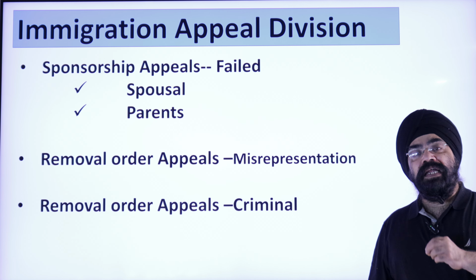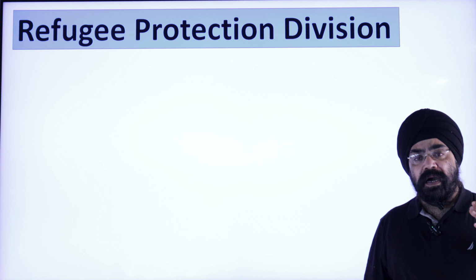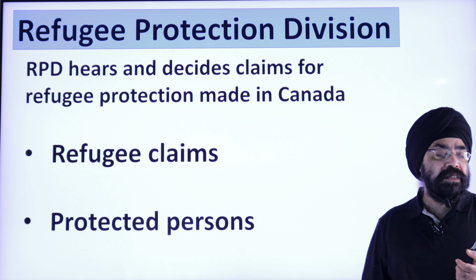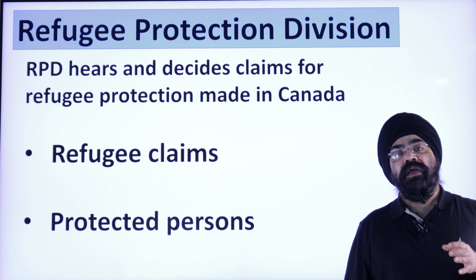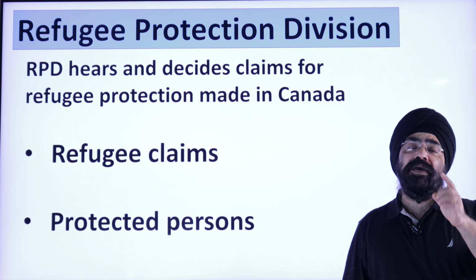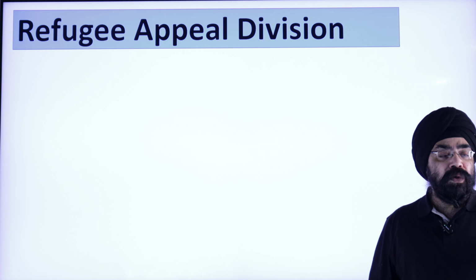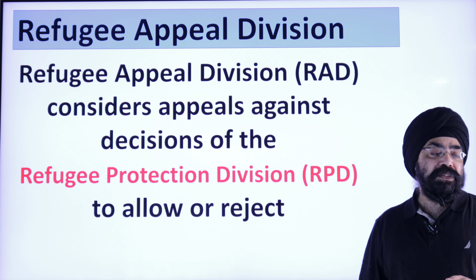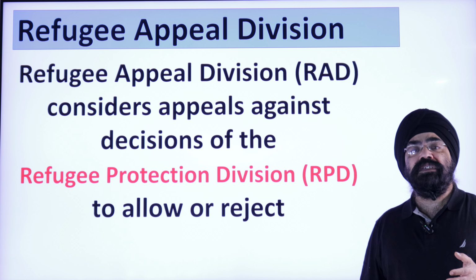So now let's move on to the third division. These are common things I'm telling you here, but in depth there are so many different types of cases. The Refugee Protection Division deals with refugee claims and protected persons. So anybody who wants to file a refugee claim again has to go through an RCIC IRB. Lastly, the Refugee Appeal Division. RAD deals with decisions taken by RPD, and they either allow or reject those RPD decisions. So these are the 4 divisions.